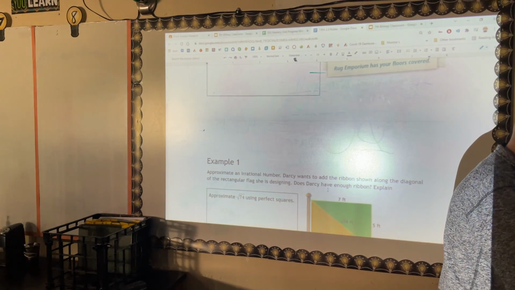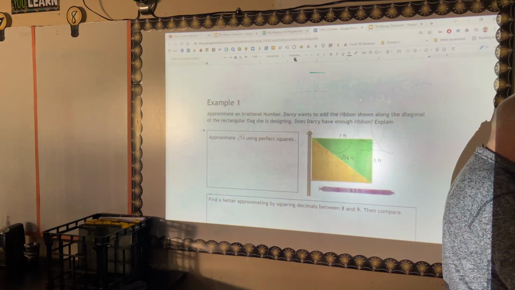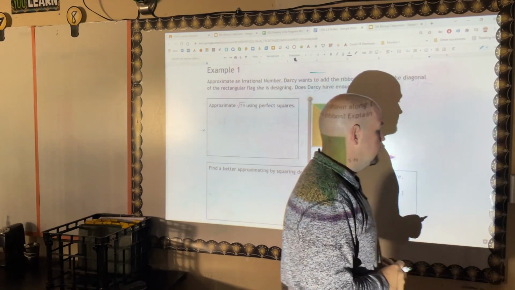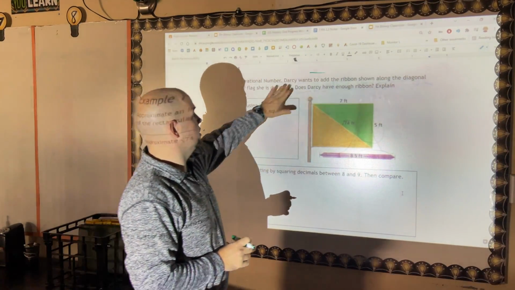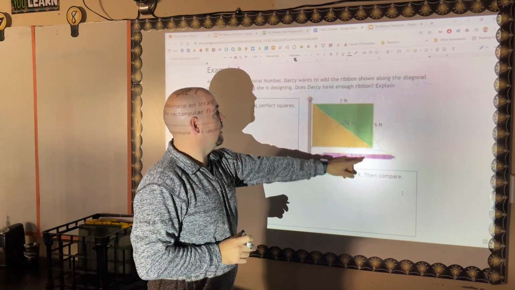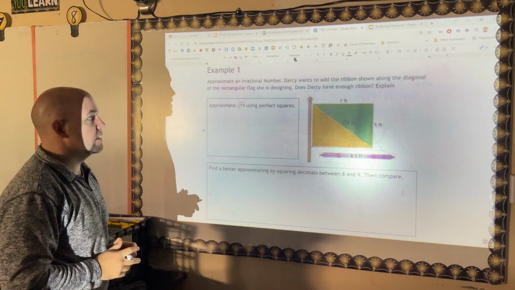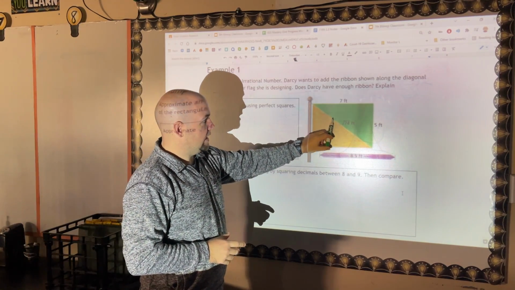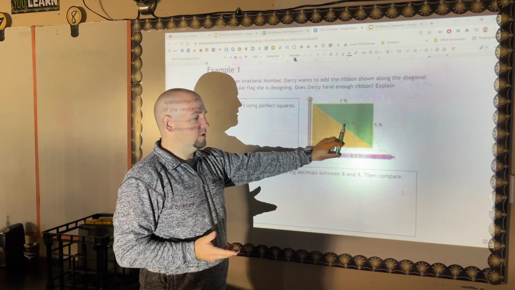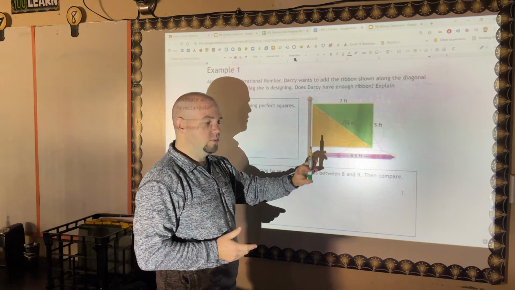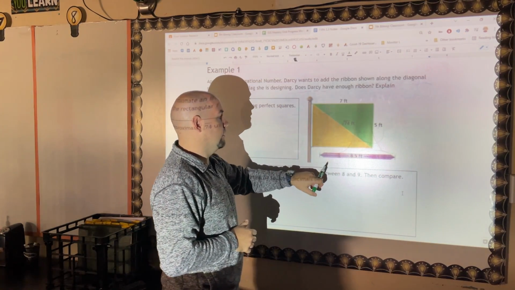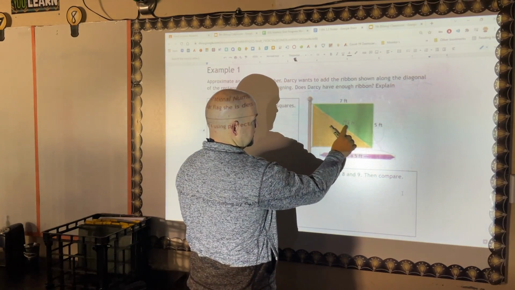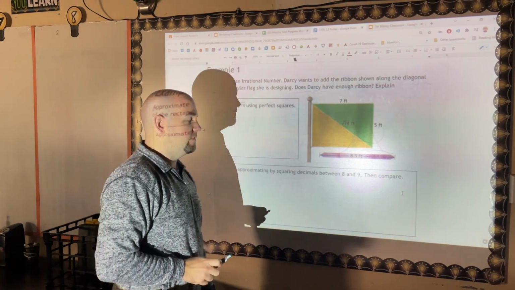The next example, we're going to approximate an irrational number. Darcy wants to put some ribbon along the diagonal of the flag that she is designing. Does she have enough ribbon? So we're going to approximate. The diagonal is the square root of 74, and she's got this much. Can this fit there? We're going to figure out if this is around 8.5 feet.